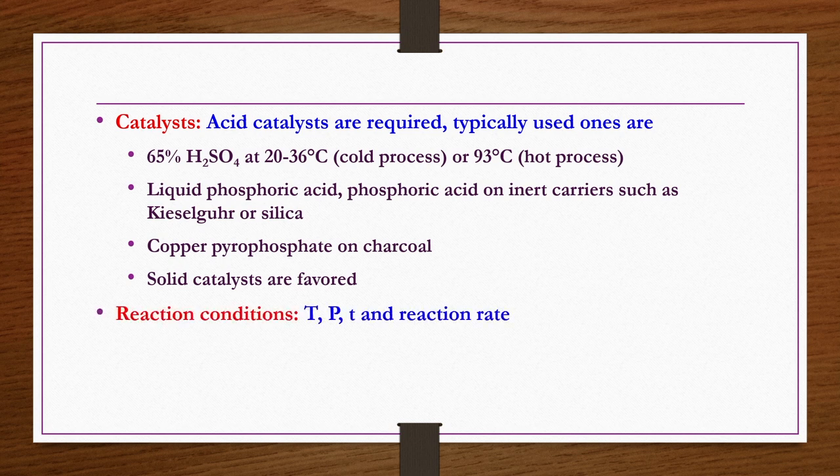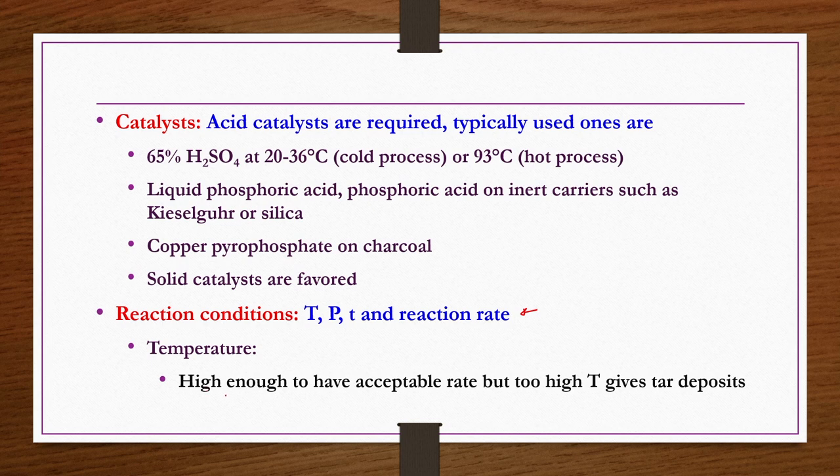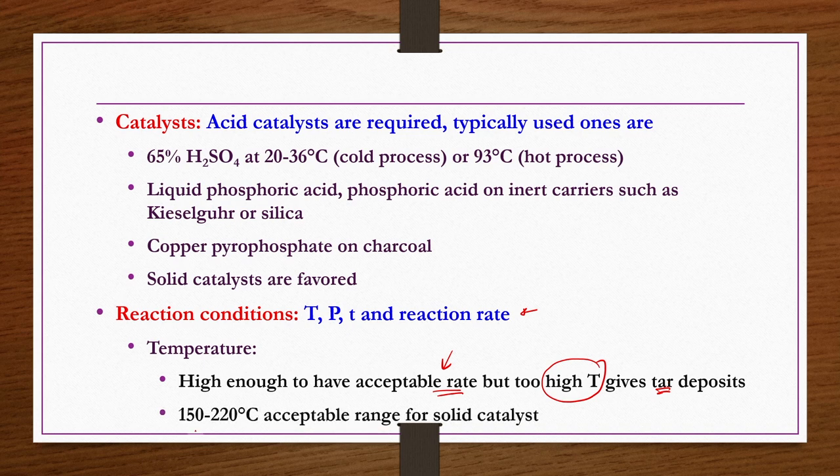Reaction conditions, for any of the reactions: temperature, pressure, contact time are very essential. In addition to this, reaction rate is also important. For polymerization, high temperature is better. If you have high enough temperature to have an acceptable rate, it is better. But if you use too high, like 400, 500 degrees centigrade, then deposition will take place. So, though high temperatures are preferred, you go for 150 to 220 degrees centigrade, which is mostly the acceptable range for solid catalyst.